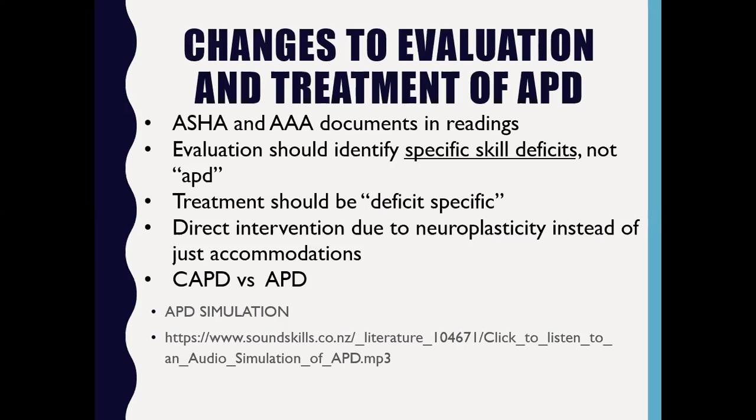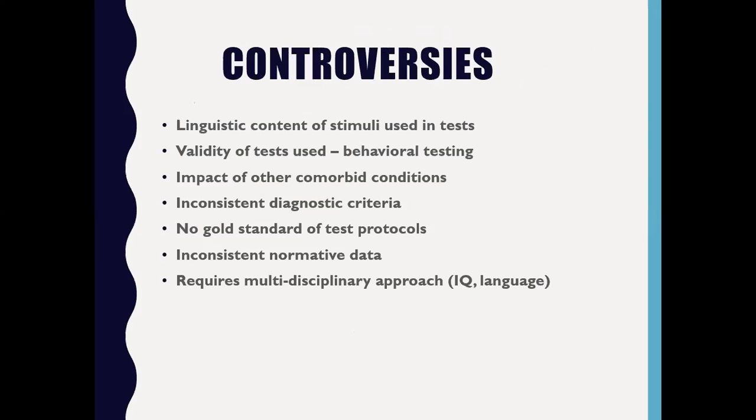One of the other recommendations is that they changed it from CAPD to APD. They just dropped the C, thinking it was too much like a central nervous system. But some of the new literature coming out has put it back in. So it's the same disorder. On this slide, if you click on this, you will hear a simulation of auditory processing, which I think can be helpful in terms of understanding what the impact can be.